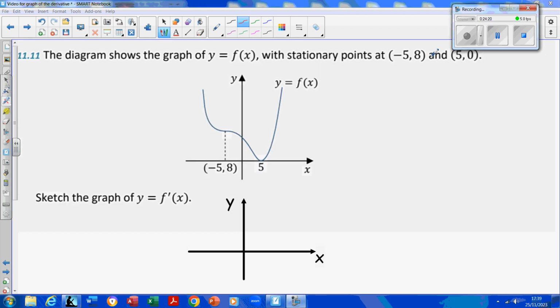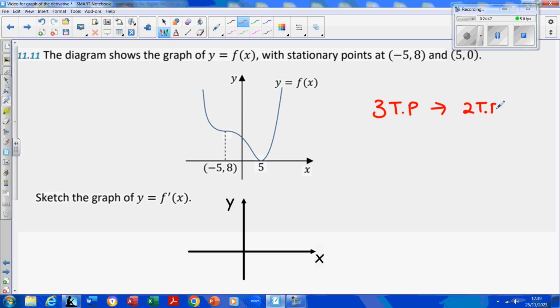Okay, this is the last one. So the diagram shows the graph of y is equal to f(x) with a stationary point at (-5, 8) and (5, 0). So the stationary point there is a point of inflection. And it's turning, it's going down, and that's a minimum turning point, so 2 turning points. But that one, point of inflection, counts as 2, so 2 and 1 makes 3. So we've effectively got 3 turning points, and they're going to change to 2 turning points.